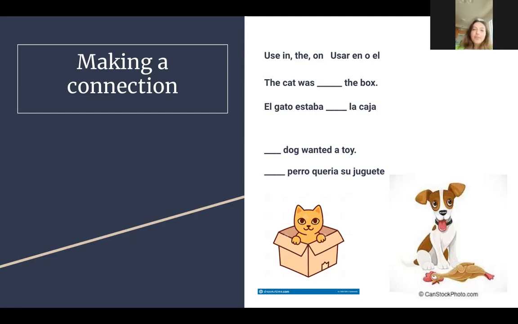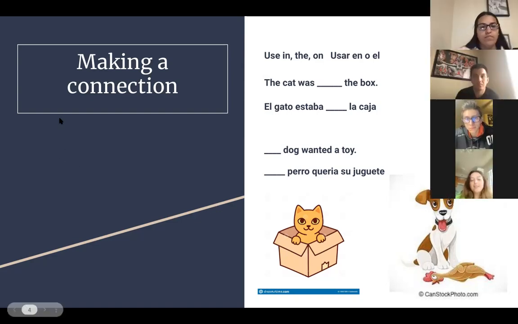So you have a picture of a cat in the box, which is the first one, and then the dog with a toy. So they see the cat, it's something fun and energetic for them, and then they see the dog, same thing, something fun and energetic. And they can make a background connection to the words that they're using, and they can make that connection from Spanish to English. So now they're using the word in Spanish and then they can translate it into English.